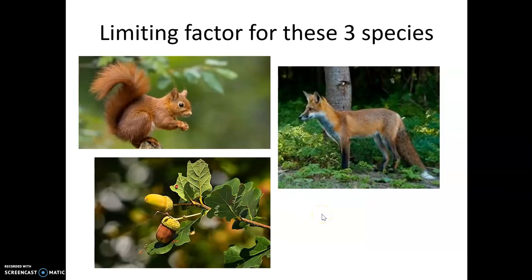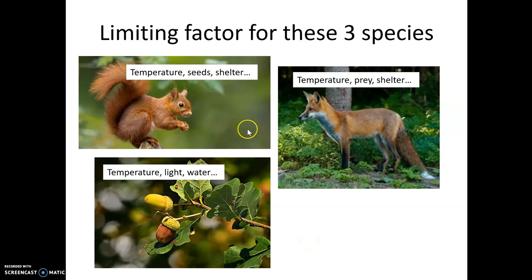So pause the video and take a moment to think, to see which factors might limit the population size of these 3 species. And I have some suggestions for you. So factors limiting the population of squirrels could be the temperature. It could, of course, be food items such as seeds and other things that it might want to feed on. It could also be shelter. So enough trees for them to build their little nesting sites or whatever it is that they live in.